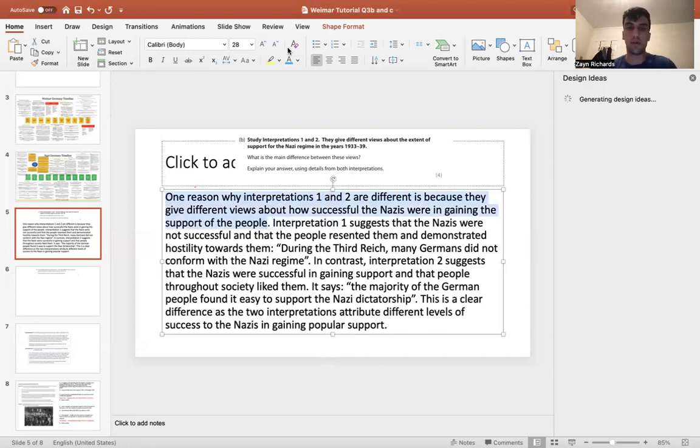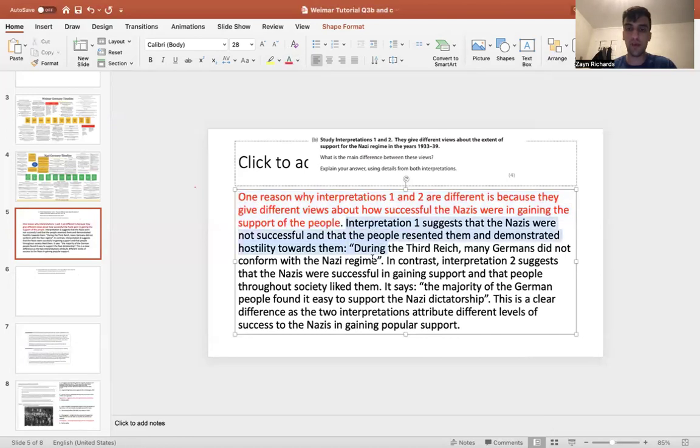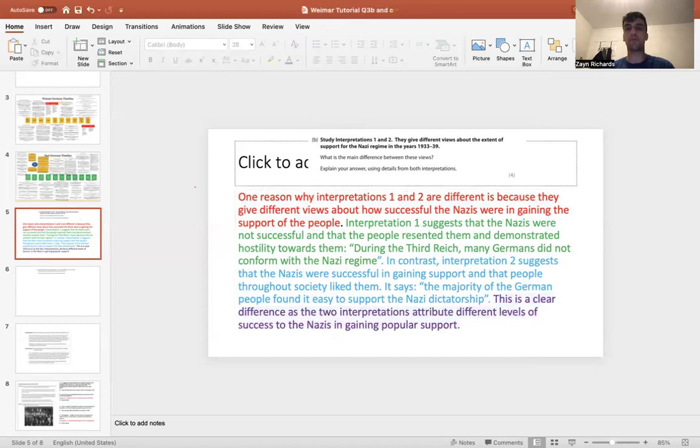Okay. So in terms of this, I've got my point sentence at the start. Then I've got my evidence from interpretation 1. You must use a quote. If you don't use a quote, you are shooting yourself in the foot, and you will not get as many marks. And then like that. Okay. So the same applies for interpretation 2. Also use a quote for that, and then give a small explanation at the end.